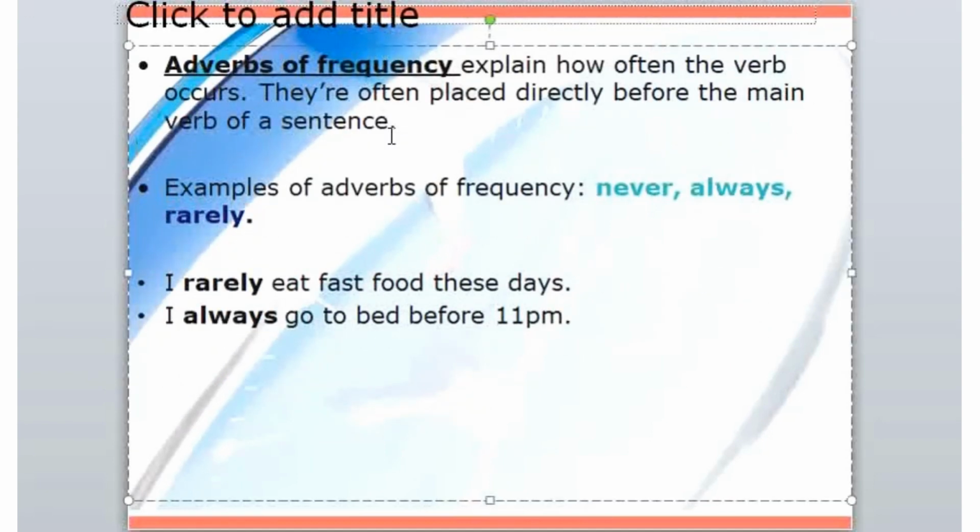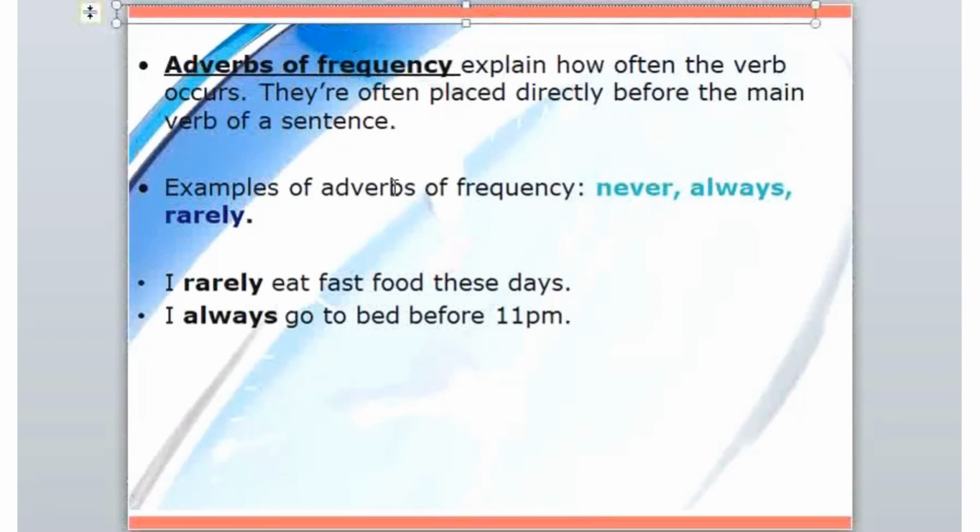Okay, adverbs of frequency. Adverbs of frequency explain how often the verb occurs. They're often placed directly before the main verb of a sentence. Examples can be never, always, rarely, which tell you about how many times something happens: it happens all the time, always happens, or it never happens. Okay. Now we will see how it is used in a sentence.